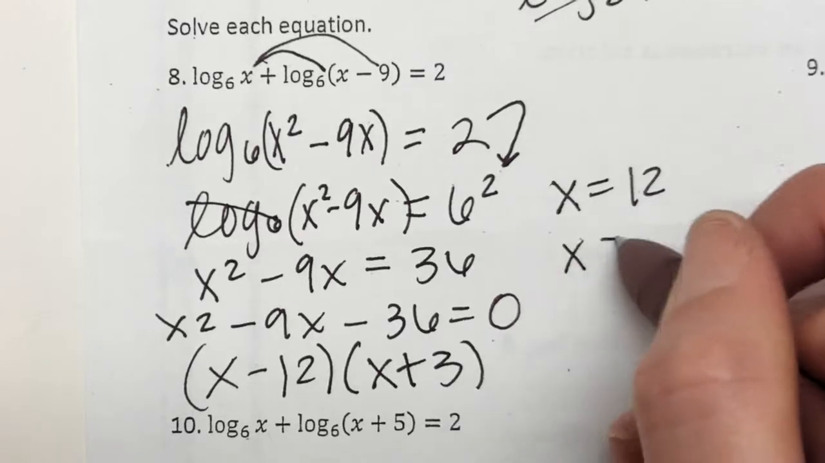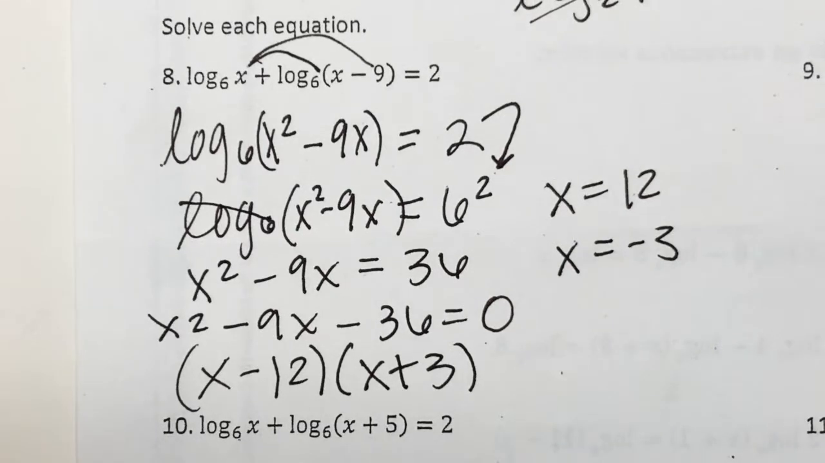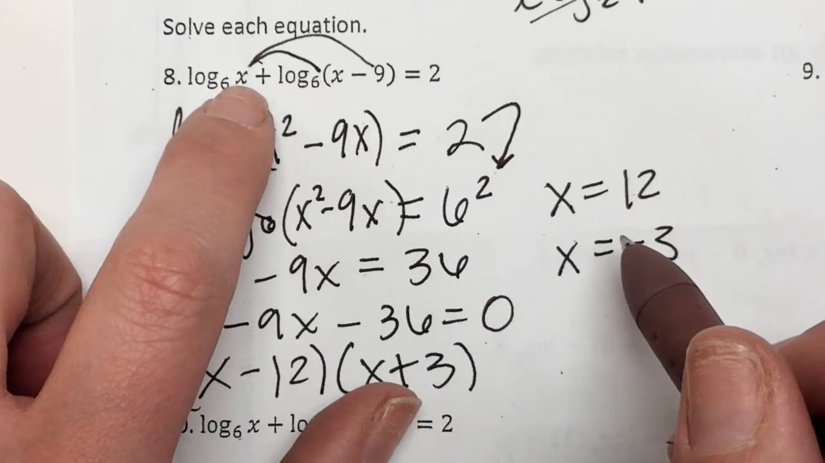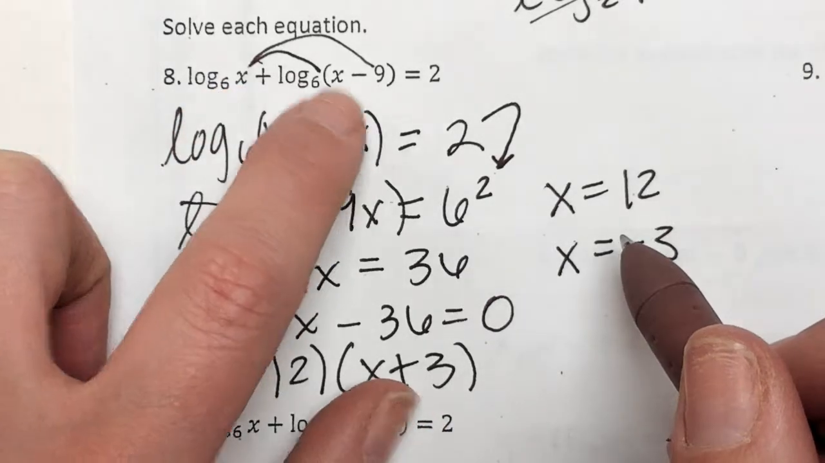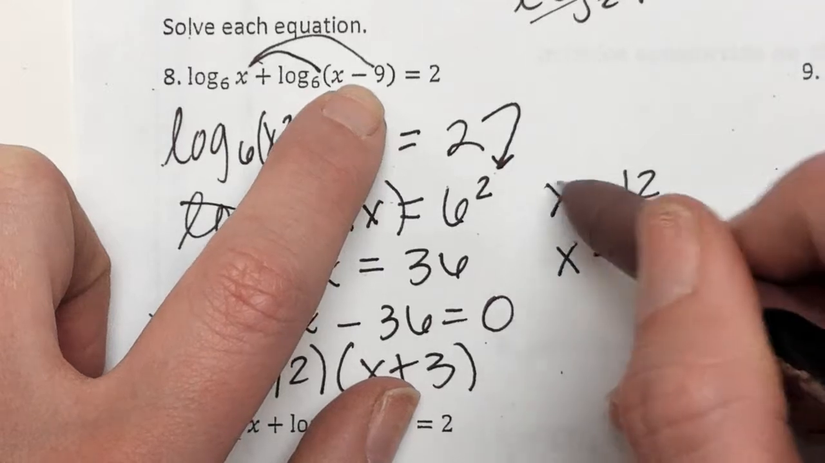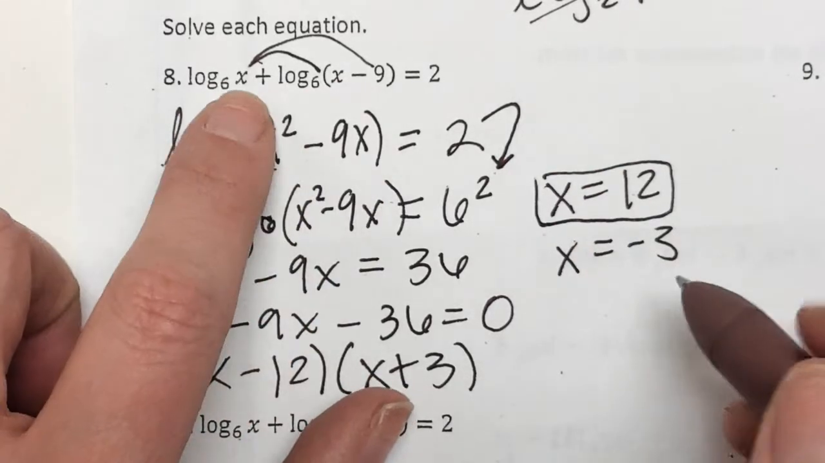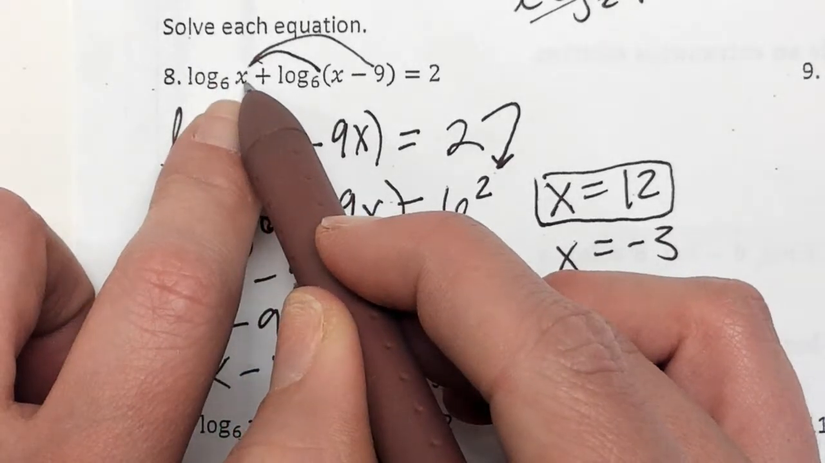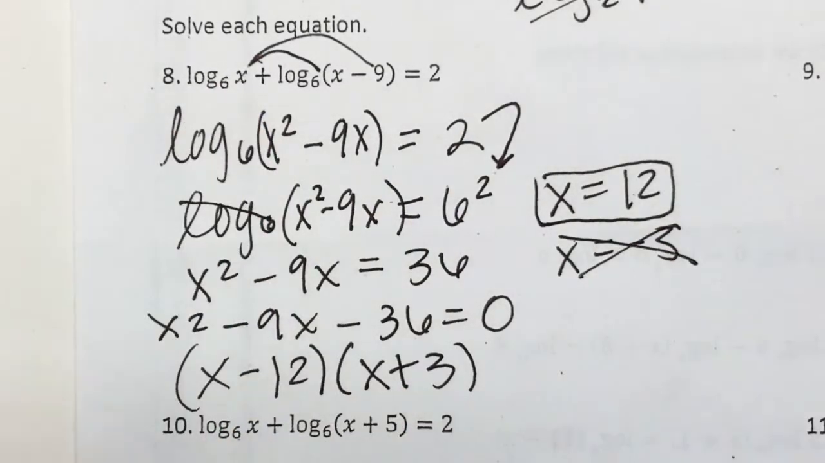12 and... Alright, and then just like your test, you have to plug them back in to make sure you don't have a log of a negative number. So if I plug back in 12, I'll have log 6 of 12. Wouldn't that make a positive log? And then what's 12 minus 9? Positive 3, so I'm good. What about negative 3? If I plug it in here, I'd have log 6 of what? A negative number, so that one's not going to work. Any questions on that?